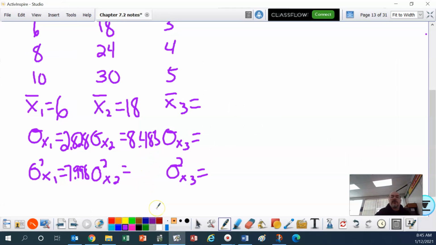Now, if I do the variance, folks, that means I have to square it, right? So if I square the standard deviation, I'm going to get 71.995. So they all changed. They all changed by a factor of 6, it looks like.